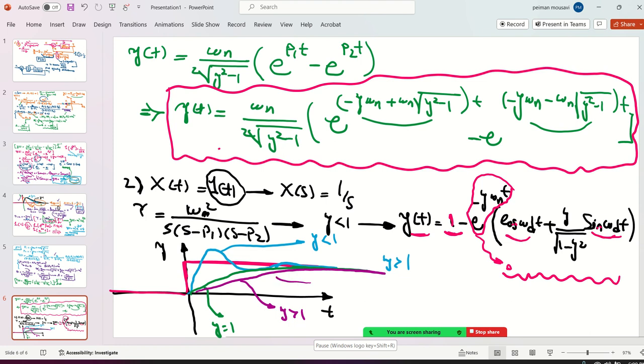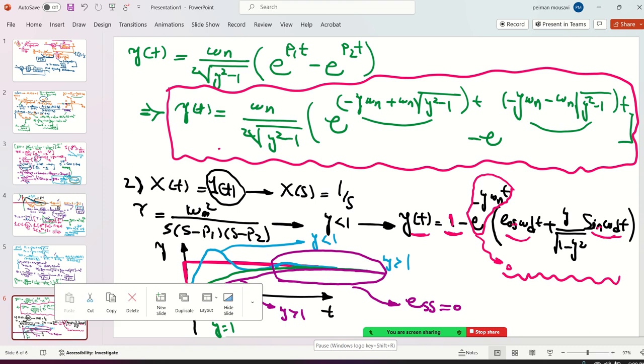In all of them, output follows input. Means what is 0? You tell me. What is 0? Error signal. Steady state error signal is 0. You got it, everybody? Let me try with the final value theorem. Can I go to the next page? Yes.